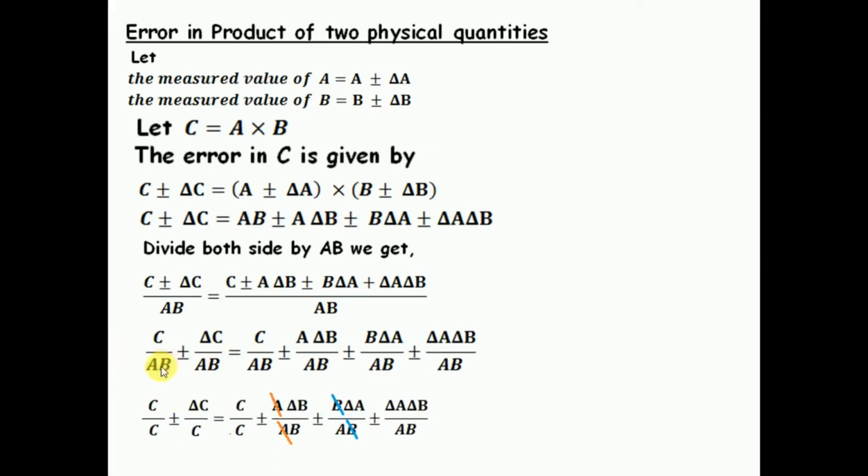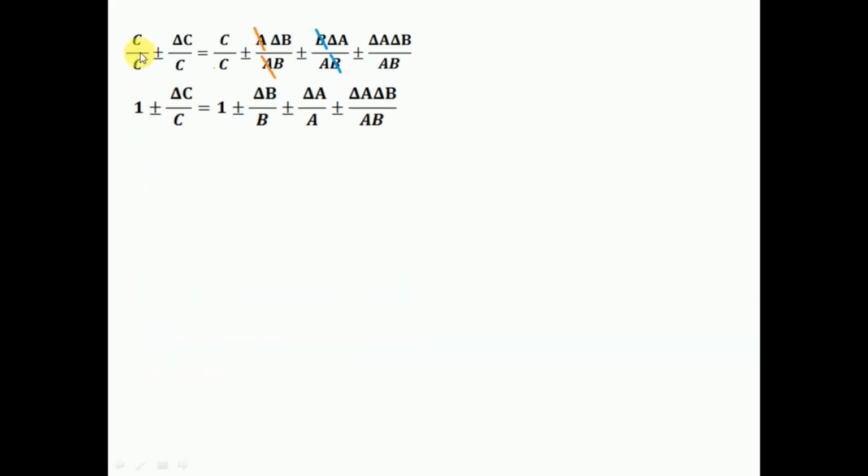So out here ab can be written as c because a into b is c. So out here is also a, b is c, and out here I am cancelling a and a. So I cannot cancel delta b and b because delta b is a different thing and b is a different thing. Out here I am cancelling b and b, so I am left with 1. So c also gets cancelled. So 1 plus minus delta c by c. So this also becomes 1.